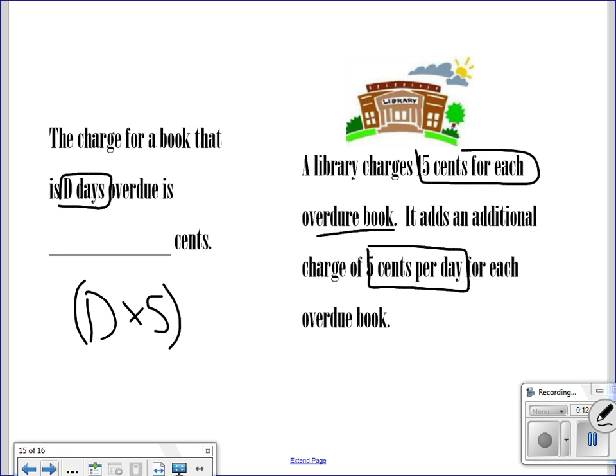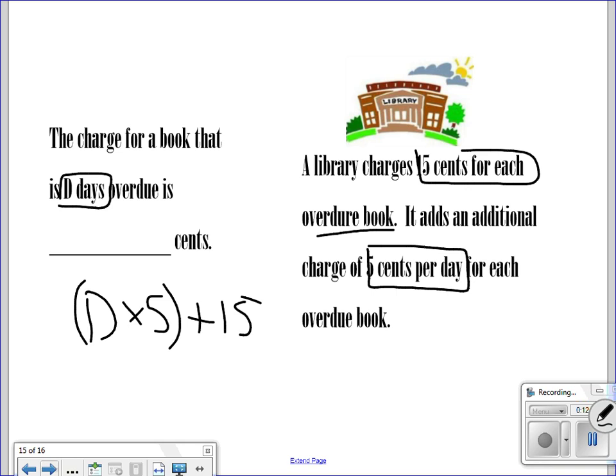A library charges 15 cents for each overdue book. So once you multiply that, then you have to add 15 cents. And I'll be able to explain this a little more here, but the library charges 15 cents for each overdue book. So after you do the multiplying, then you have to add the 15 cents for each overdue book.